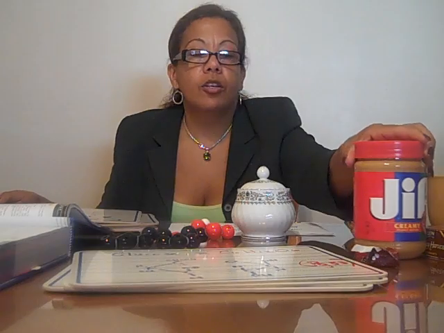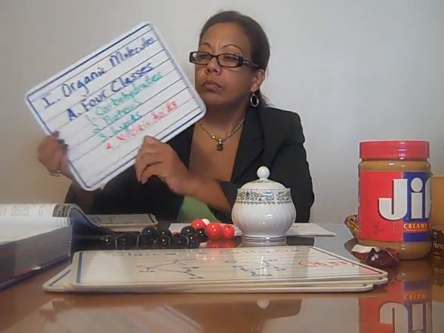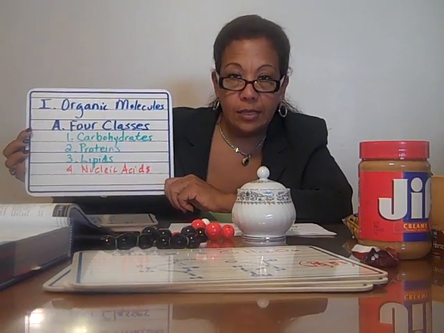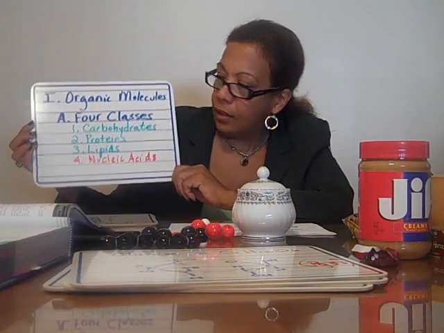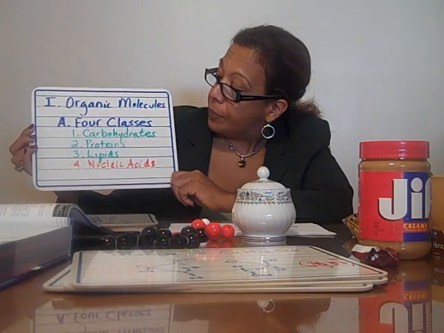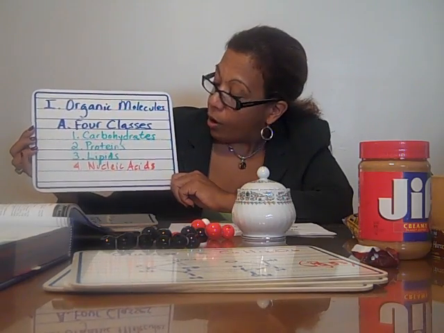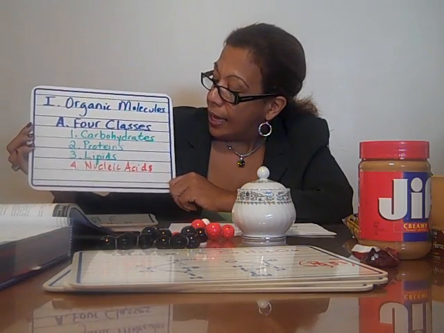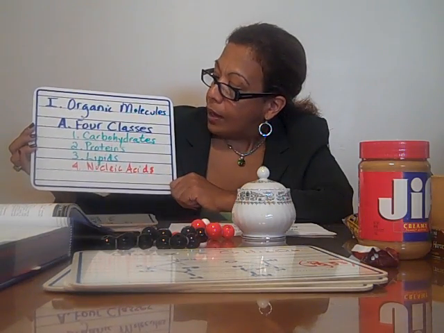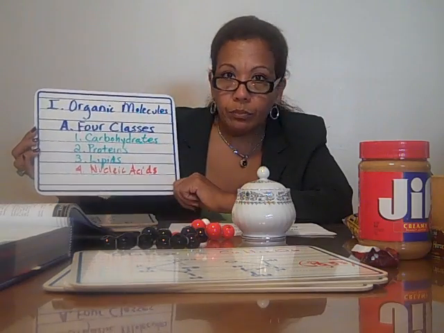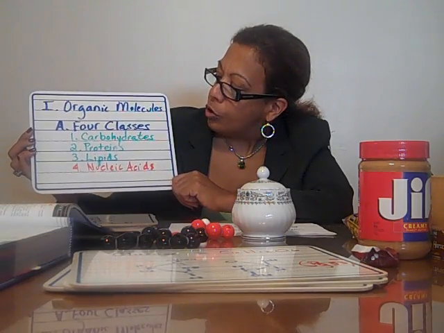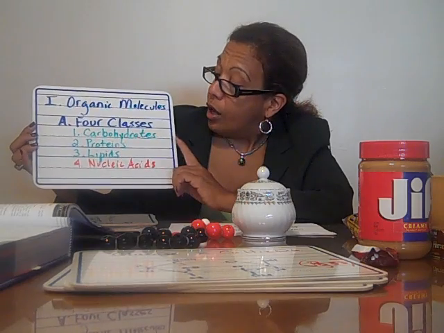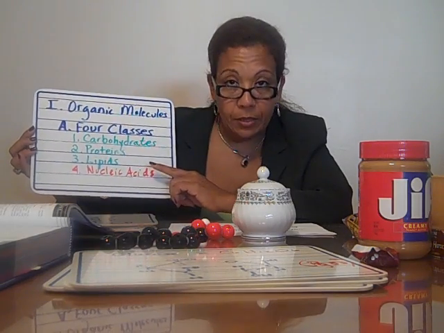So what are those 4 classes of major molecules that make up all living things? Those are carbohydrates, proteins, lipids, and nucleic acids. There's a reason why I've placed carbohydrates, proteins, and lipids in green and nucleic acids in red. I'll address that in a couple of minutes, but we're going to first address the carbohydrates, proteins, and lipids.